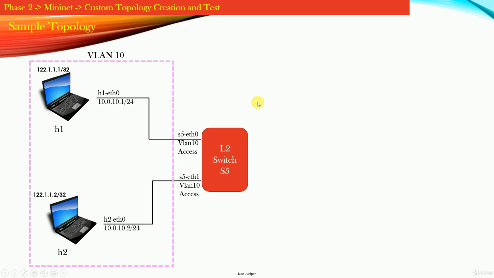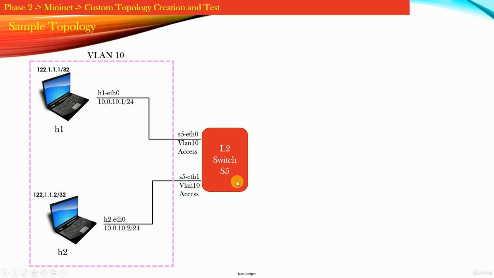So guys, to start with, we will start with building the topology that you can see on the screen. Now this is a very simple topology in which you have an L2 switch S5 and two host machines H1 and H2, right? The loopback IP address of host machine H1 is 122.1.1.1 and the loopback IP address of host machine H2 is 122.1.1.2. And L2 switch devices do not have any IP address configuration because they work purely on layer 2.